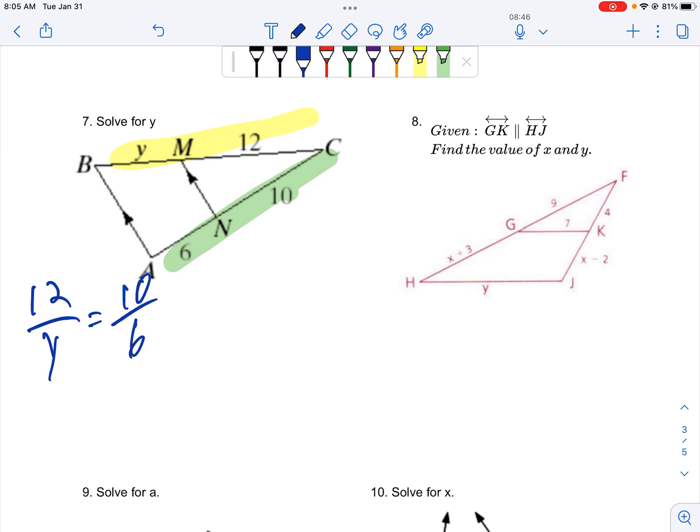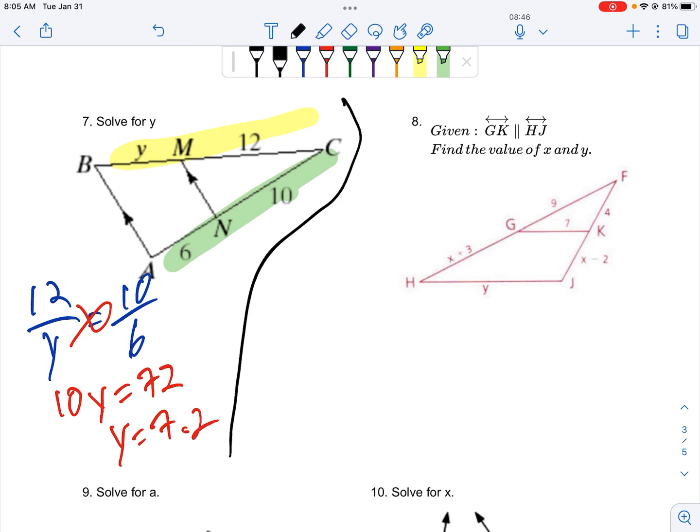You could have also done y over 12 equals 6 over 10. All right, I could have done 12 over 10 equals y over 6, as long as I stay consistent. Cross multiply, I get 10y. Well, let's do that down here. 10y equals 72, y equals 7.2.